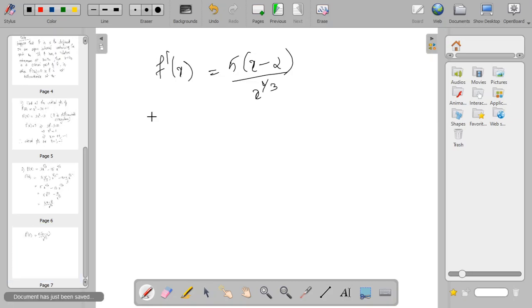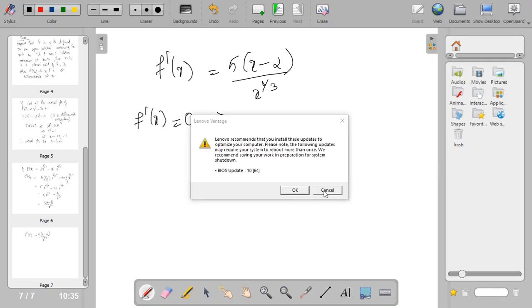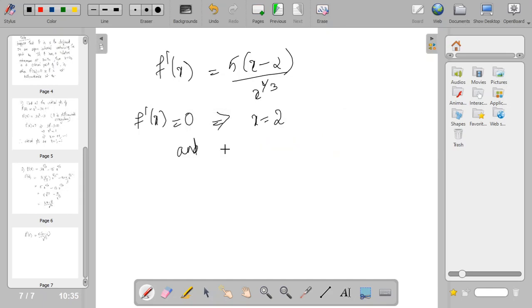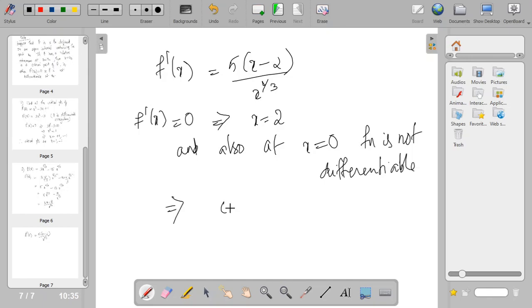So f dash of x equal to 0 implies x is equal to 2, and also the derivative fails at x equal to 0. So you can see that at x equal to 0 the function is not differentiable. So that implies the critical points are x equal to 0 and 2. So those are the examples of the critical points.